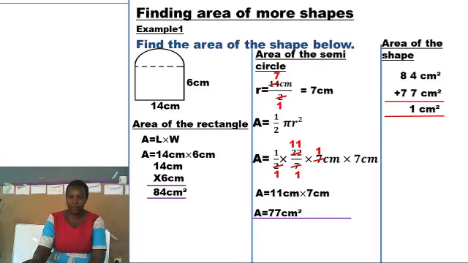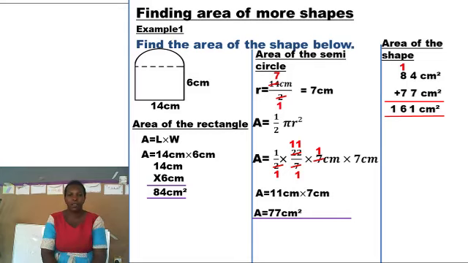7 plus 4, we come up with 11, we write 1, then we regroup the 1. So we shall have 1 plus 8. 1 plus 8 is 9. 9 plus 7, we come up with 16. So our final answer becomes 161 square centimeters. That is our example 1 as per this work.